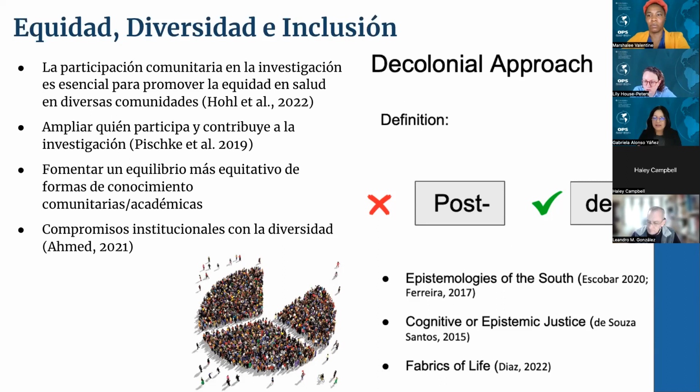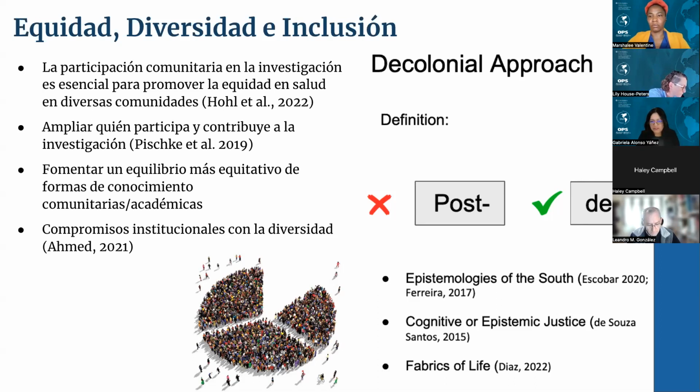So we thought it was important to mention that the basis for this equity, diversity, and inclusion has to do with the colonial approach, decolonial approach, something that in the South we have been discussing for years. And so we make a distinction between post-colonialism and decolonial. So the way that we look at our knowledge and our work as researchers.